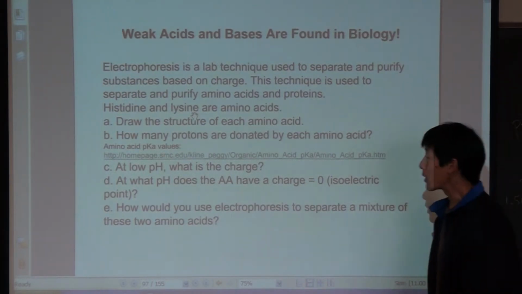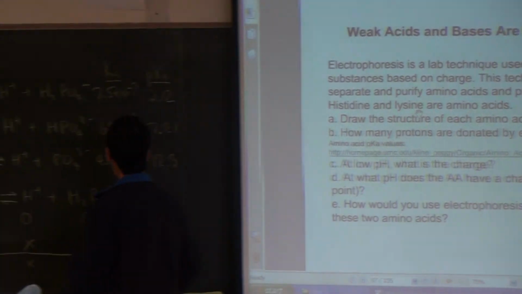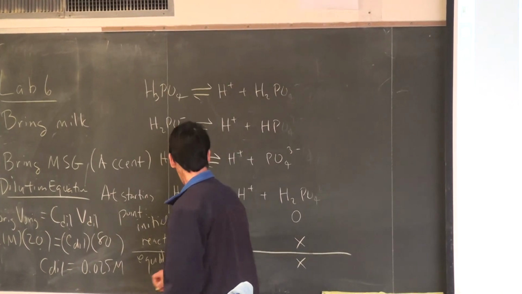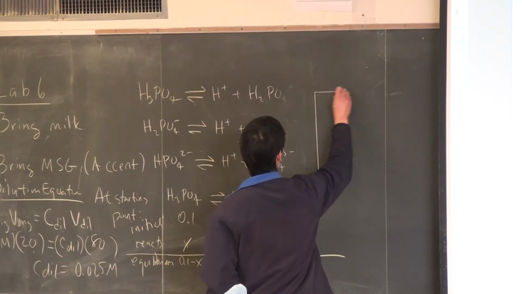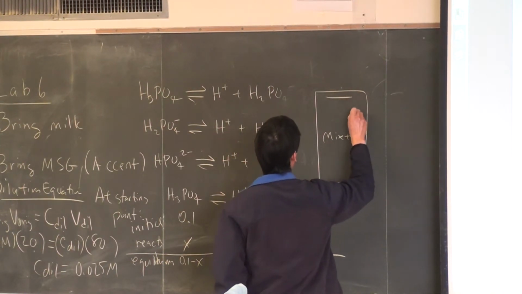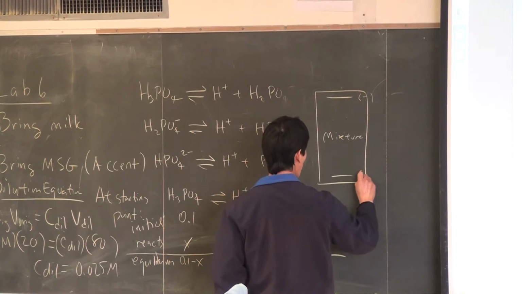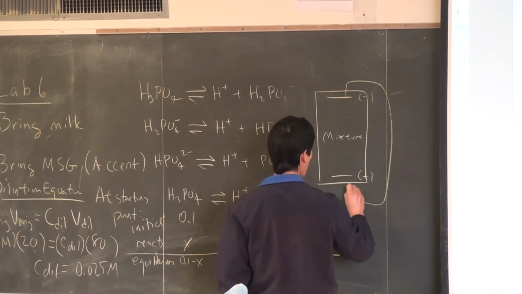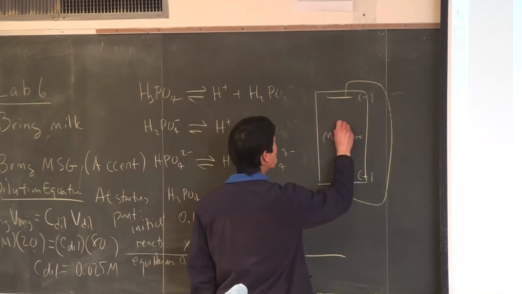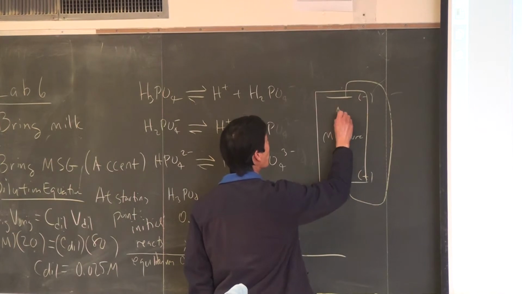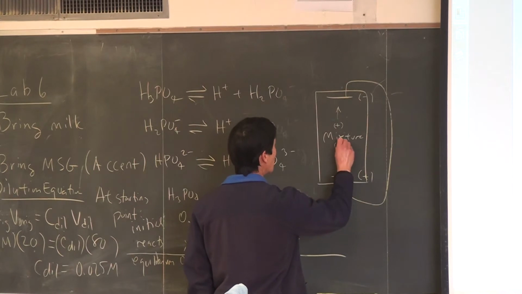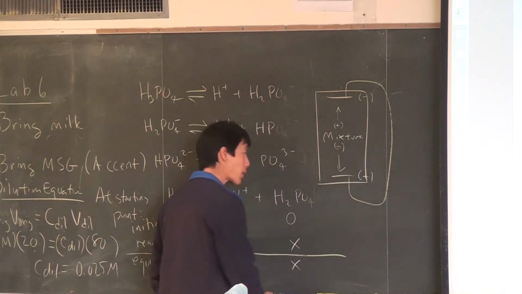Really, in electrophoresis, what you do is you have these two plates. For example, let's say this is your mixture. And you have a negative electrode here and a positive electrode there. These are connected together by some circuit. All the positively charged substances will migrate toward the negatively charged electrode. All the negative ones will migrate toward the positive one, and that's how you can separate one substance from another.